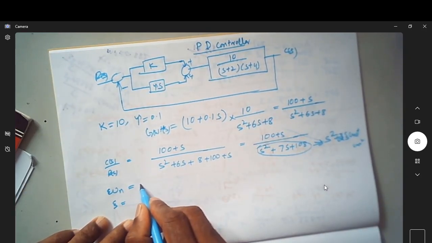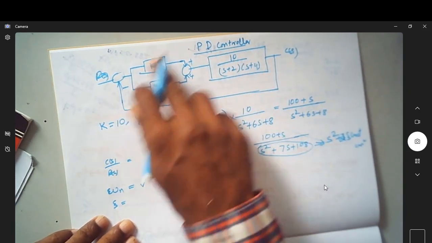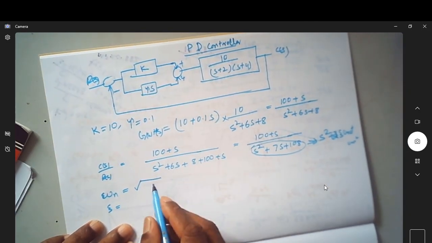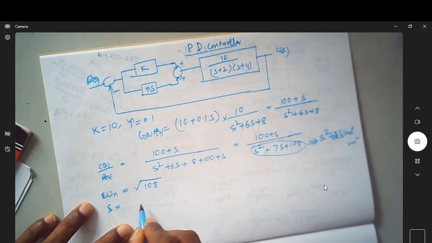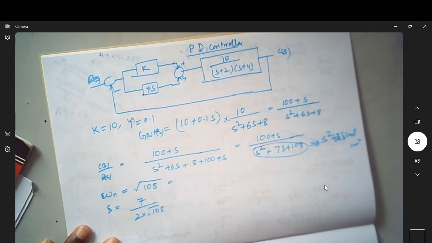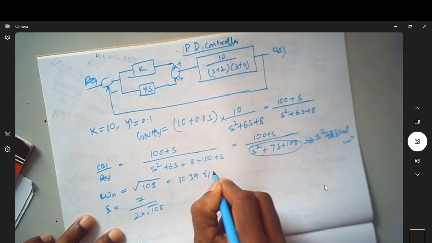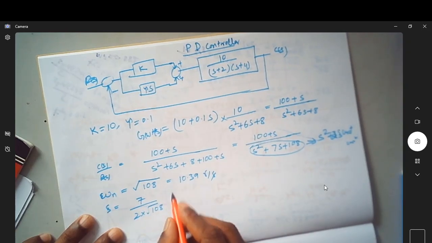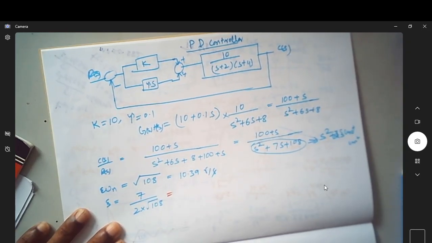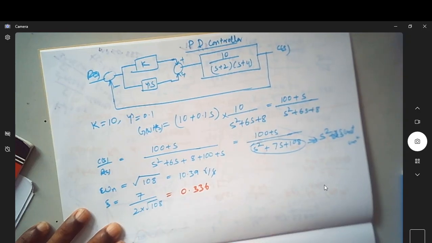For this PD controller transfer function, including the PD controller, this is the overall closed loop transfer function. So ωn² is equal to 108, and ζ is equal to 7 by 2 into the square root of 108. The square root of 108 happens to be 10.39 radian per second. How about ζ? It is 1 over 2 into 10.39 into 7. So my ζ is equal to 0.336.